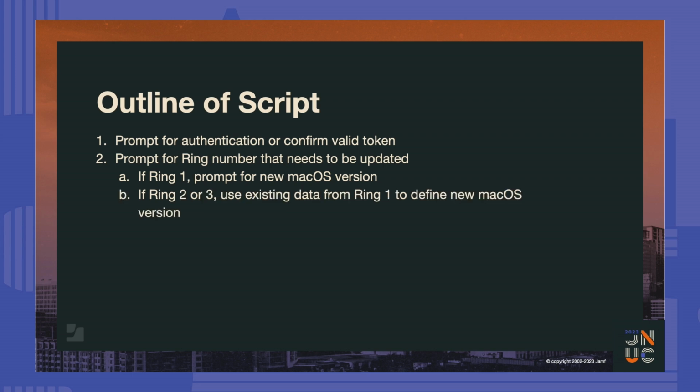When it comes to ring 2 and 3, I don't want to have to put that in again because it's been a week or two, and I don't want to have to remember what version we're on. So what I want the script to be able to do is call out to ring 1 and say, hey, I already know the version. Let's grab it from that ring 1, and that's what's going to get applied to ring 2 and ring 3 when it comes time.